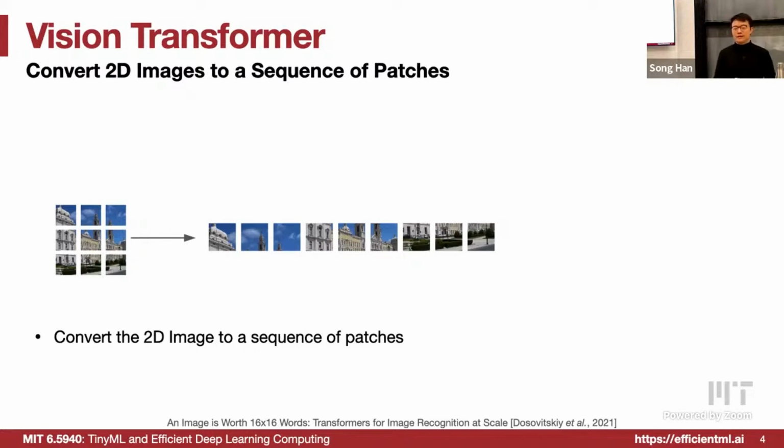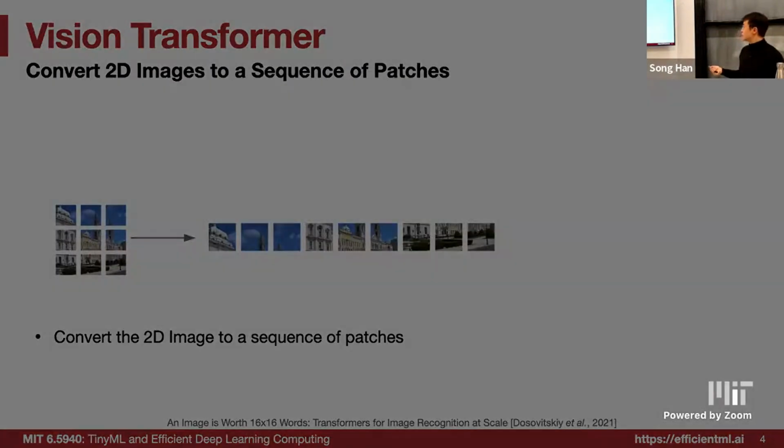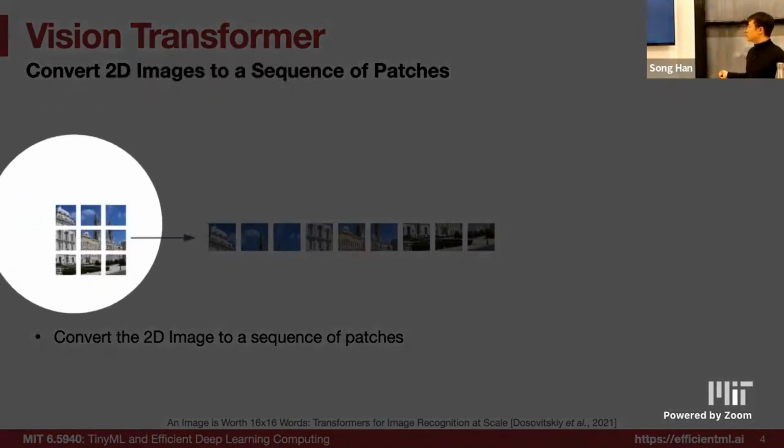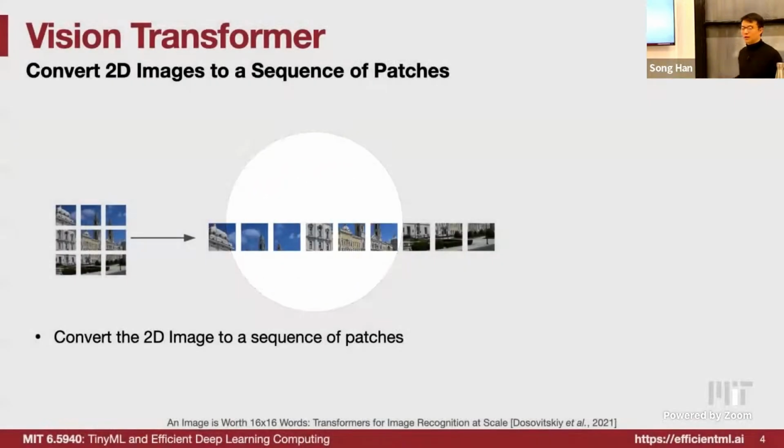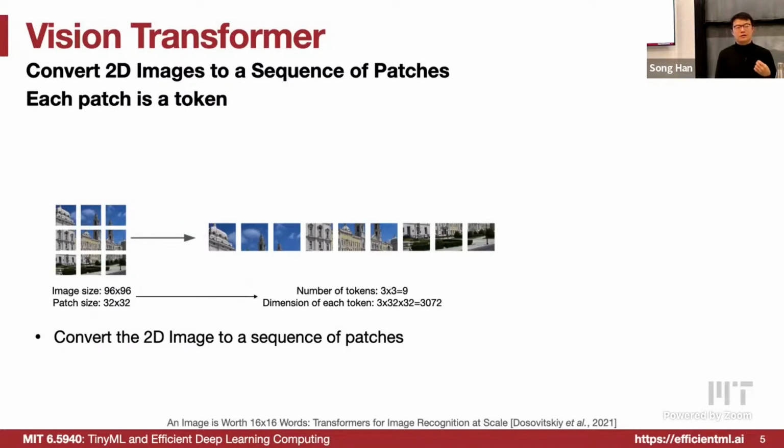A natural way is actually to convert the image into patches. Like in this case, we have an image and we divide it into 3 by 3, 9 patches. Here are the 9 patches. So we convert the 2D image into a sequence of patches, and we consider each patch as a token.